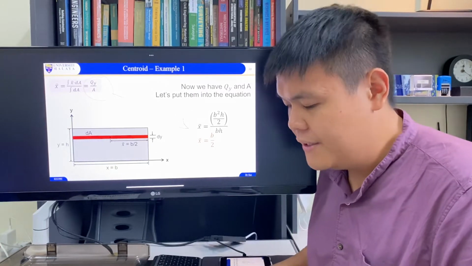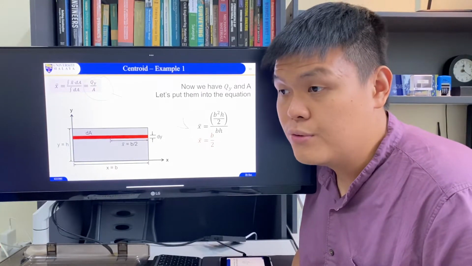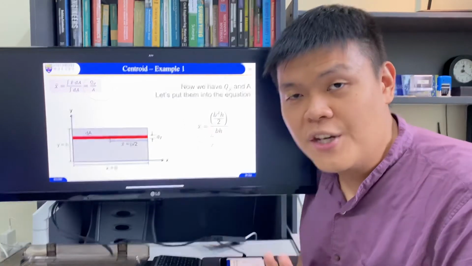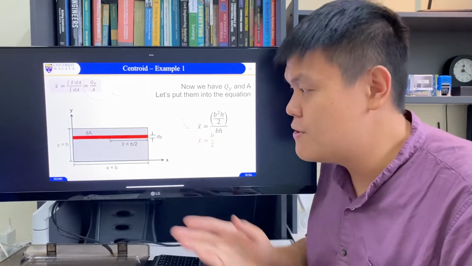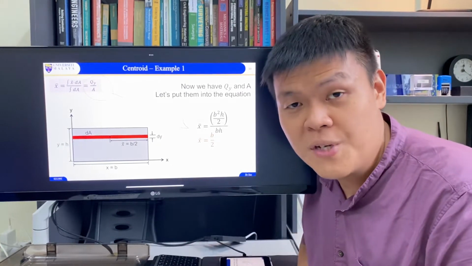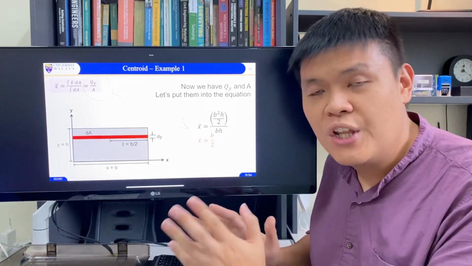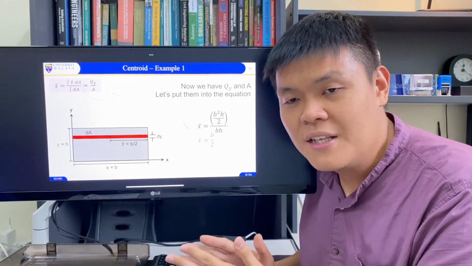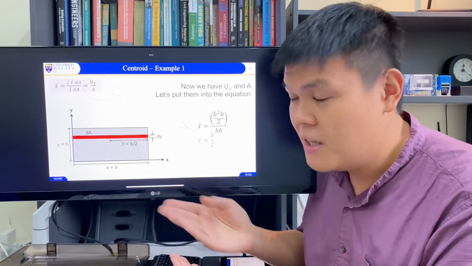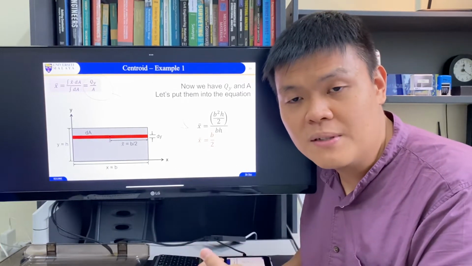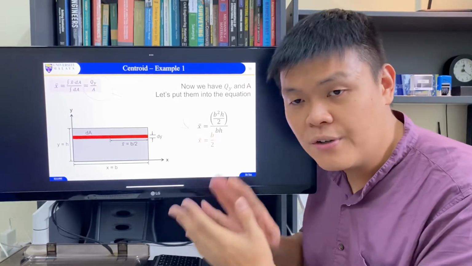So you might be thinking, why do I need to do all of these equations and integrations just to find something which I could find visually? Sometimes you may have a shape or a cross-section which is not so perfect, and you need to use integration or these first principles to find the centroid of that cross-section.